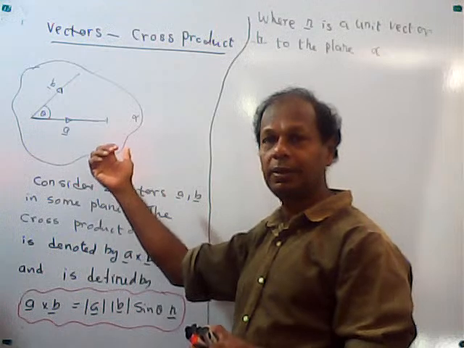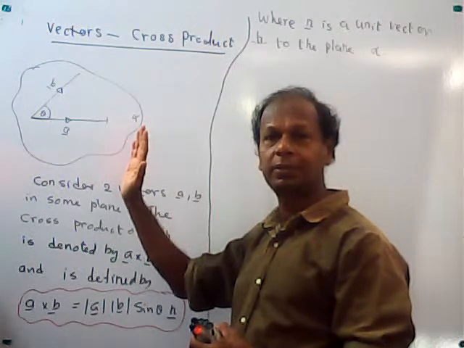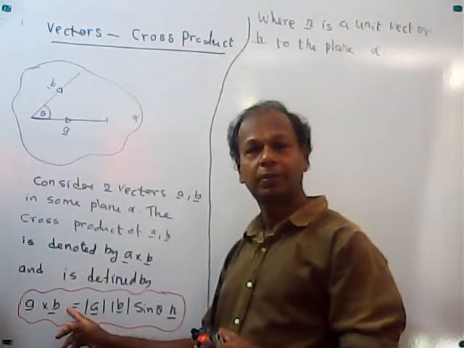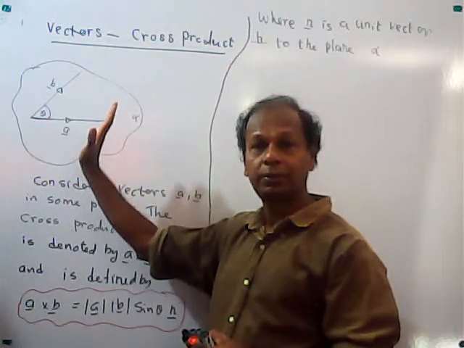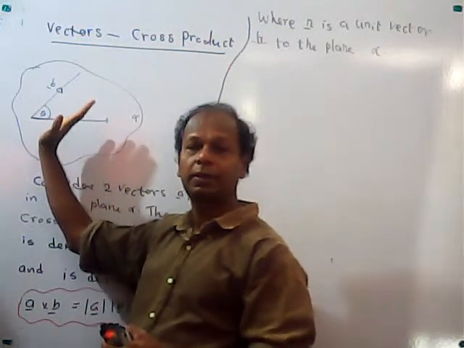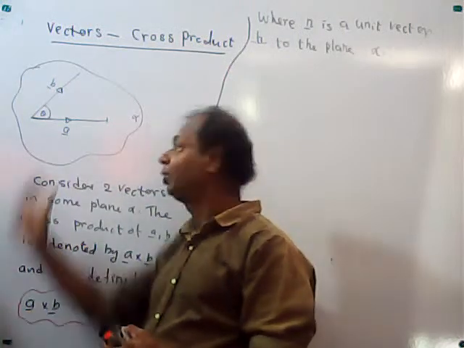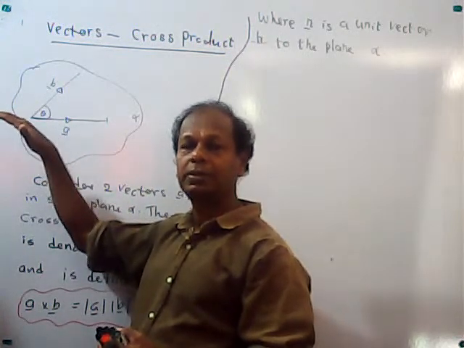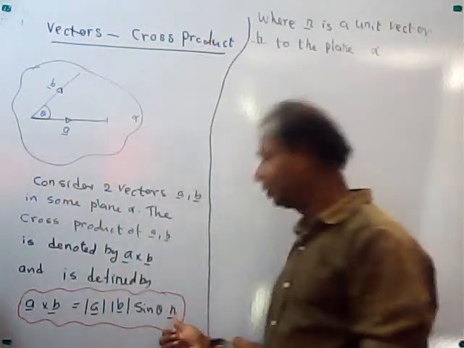How to determine that? It is determined by Ampere's right hand rule. For A cross B, you have to find the direction of A cross B. You use the right hand rule, not the Fleming's one, the Maxwell's one. You turn your hand from A to B, not B to A. If it is A cross B, turn your right hand from A to B, then the direction of the thumb gives the direction of this vector n.